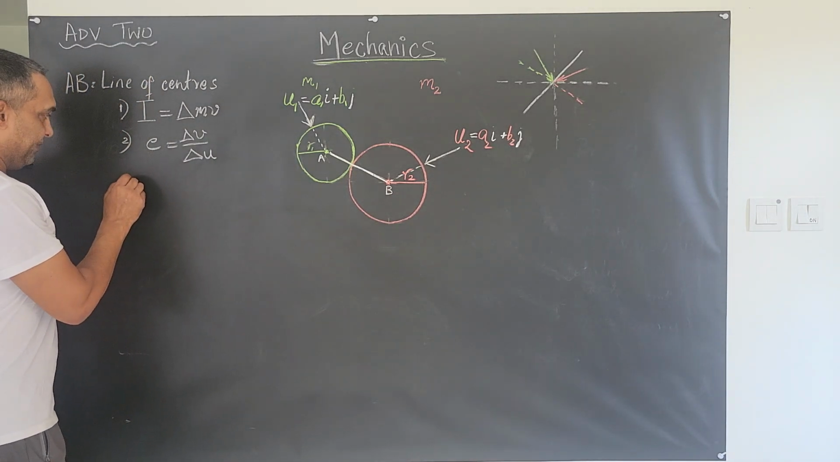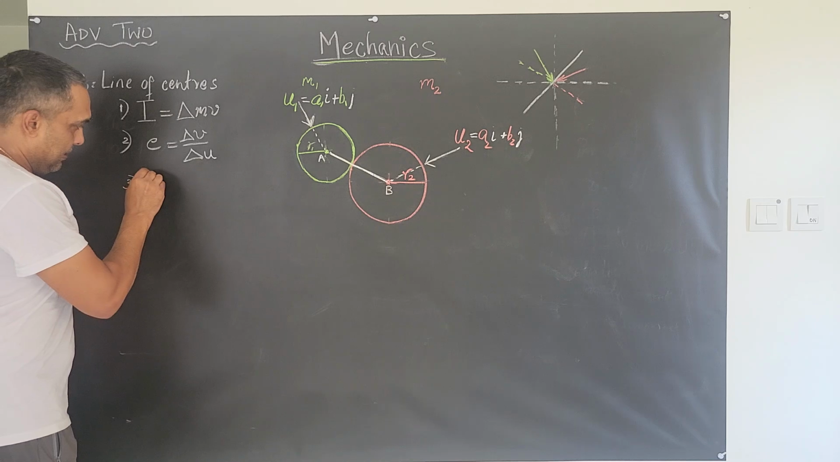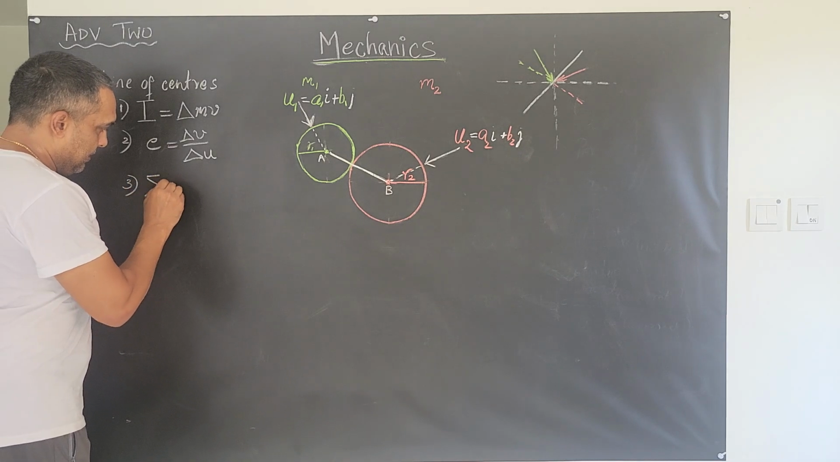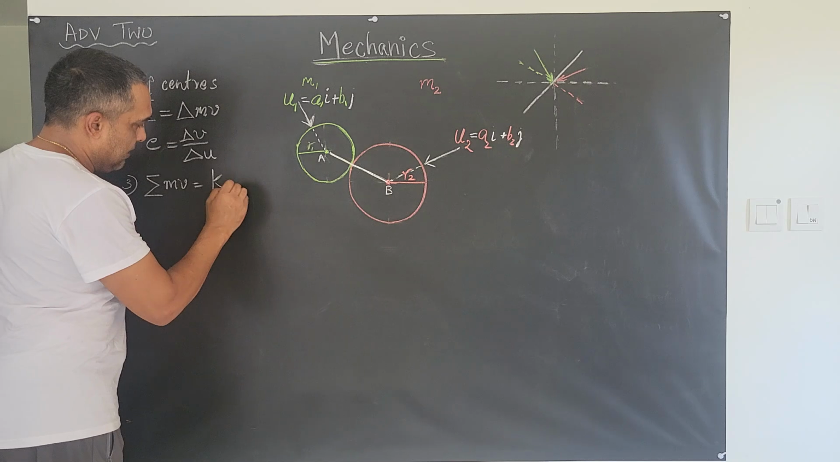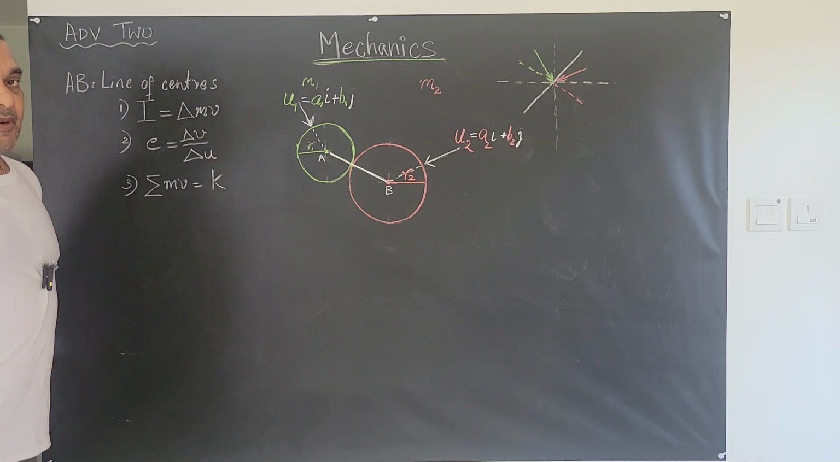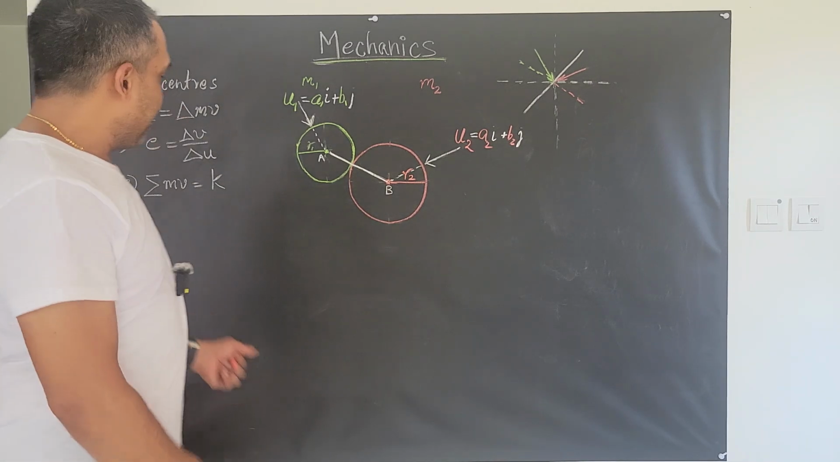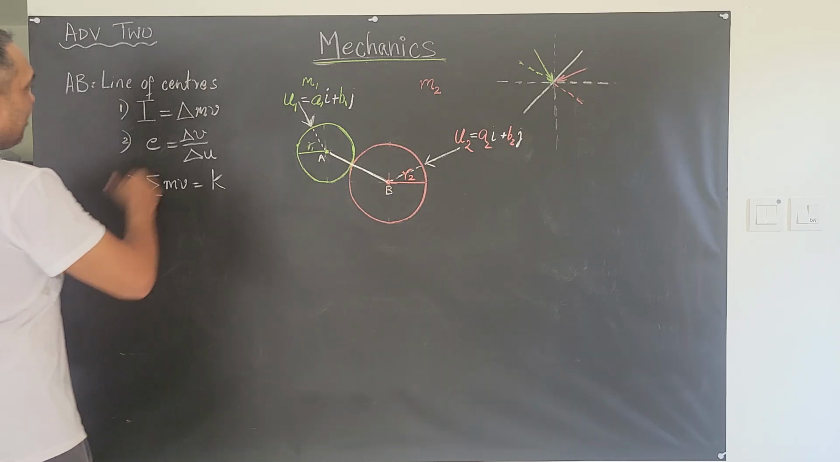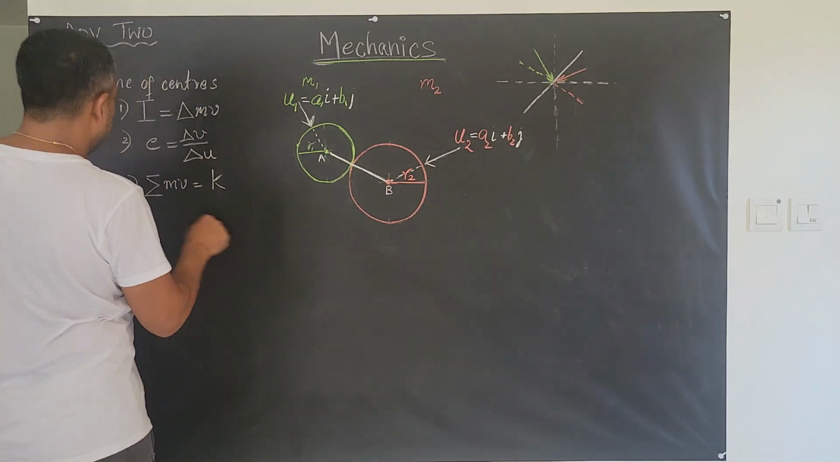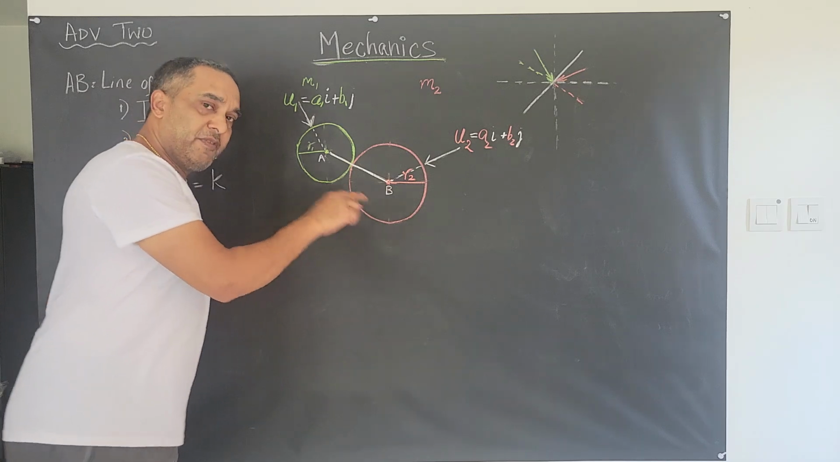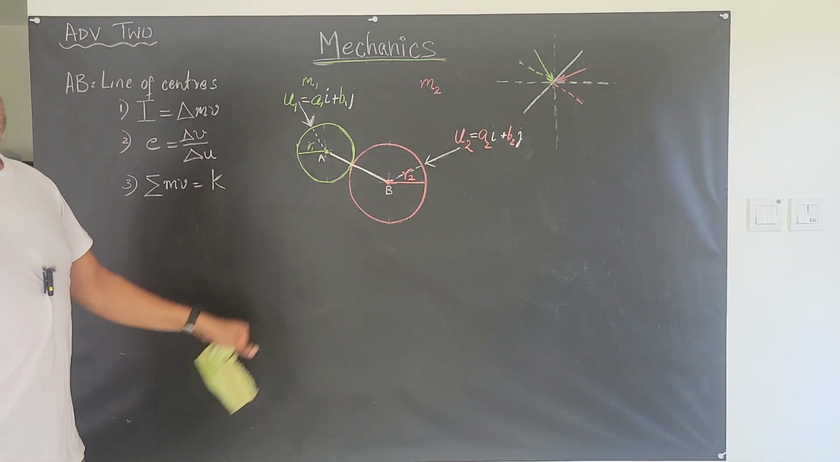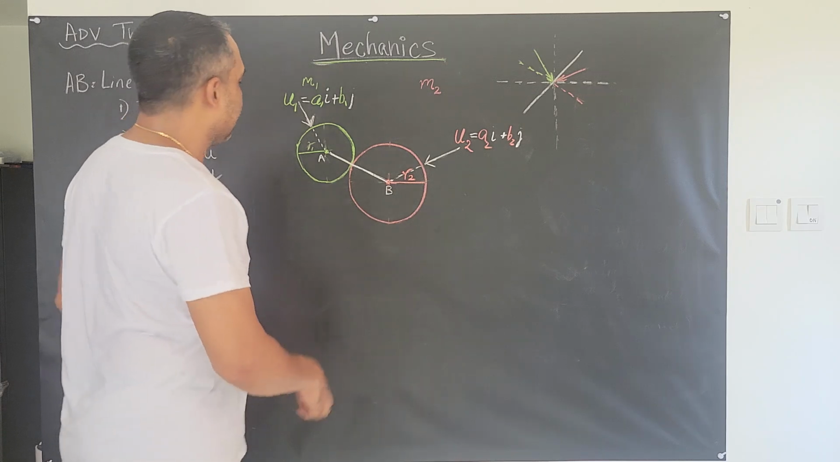What else is applicable? The total sum of momentum is constant. Conservation of momentum is applicable. These are along the line of centers. Very important. Don't forget these. If you know these three, you can pretty much solve all of the problems, because everything else is just geometry. Everything else is just geometry.